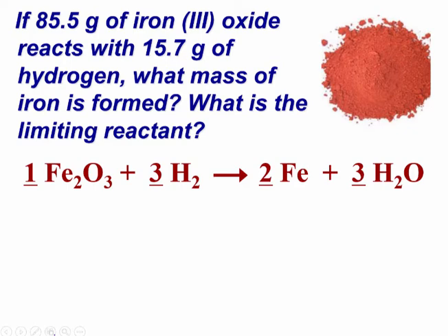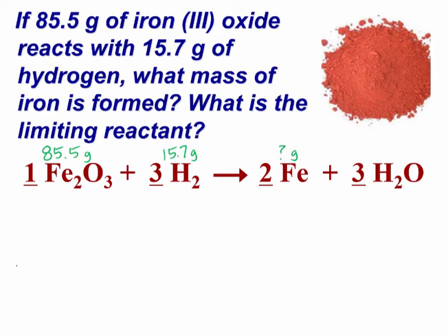What mass of iron is formed? And what is the limiting reactant? I like to write down what I know about each substance near its formula in the balanced equation. I also make a note of what I'm looking for. This helps me see that I'm doing a limiting reactant calculation.